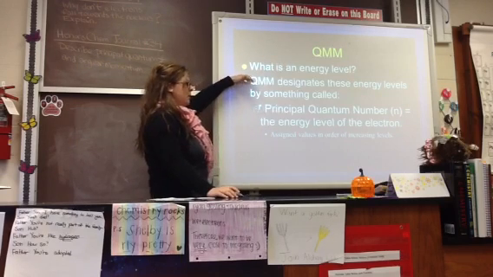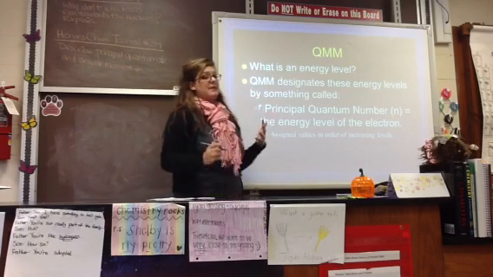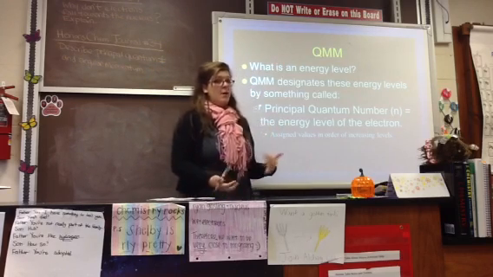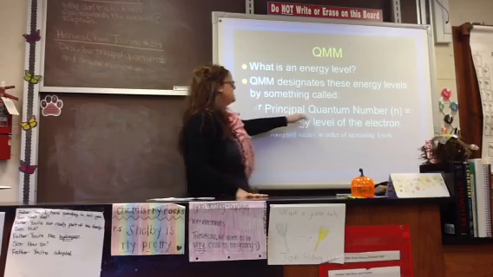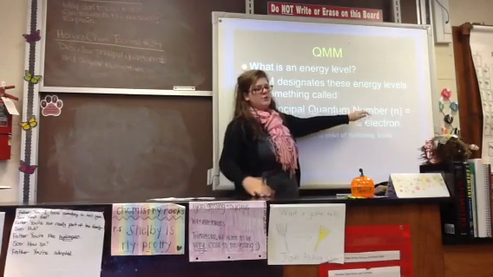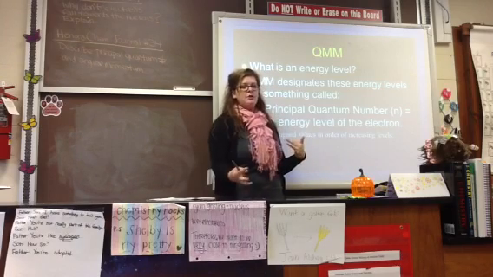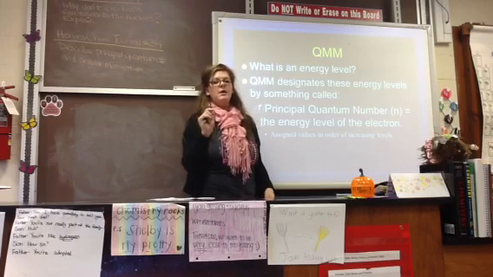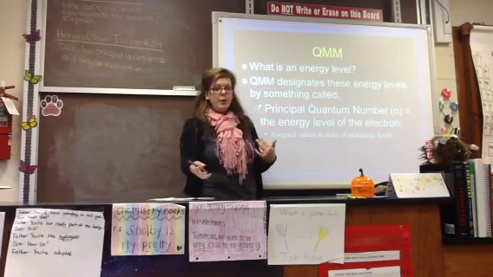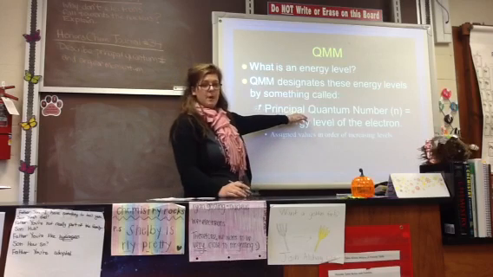The quantum mechanical model designates these energy levels by something else. They call it a certain name. So Schrodinger called energy levels principal quantum number. So it's just another name for energy levels, okay? Same thing. It's just interchangeable. It's just like how we can call a column or family on the periodic table a group. We can call energy levels by principal quantum number.